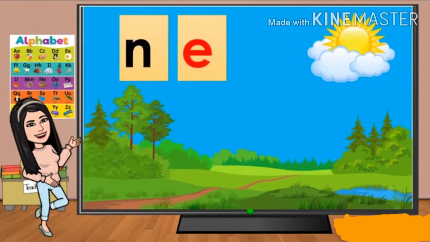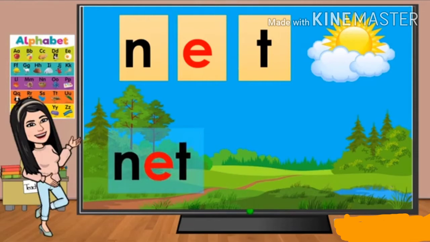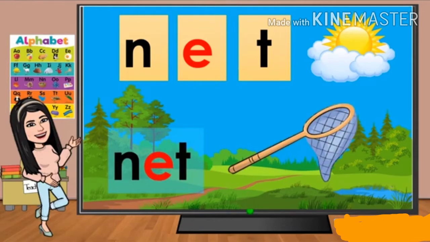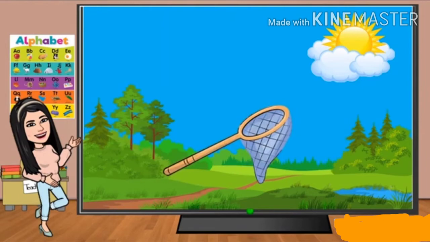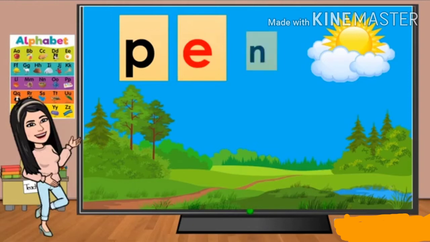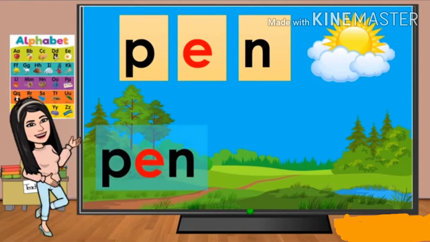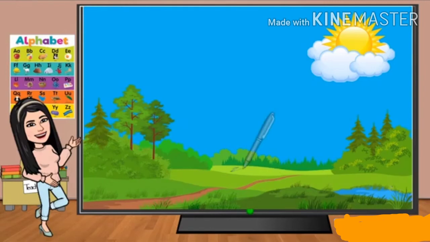N, E, T, N, E, T, net. It's a net. Net, net. It's a net. P, E, N, P, N, pen. Pen. It's a pen.